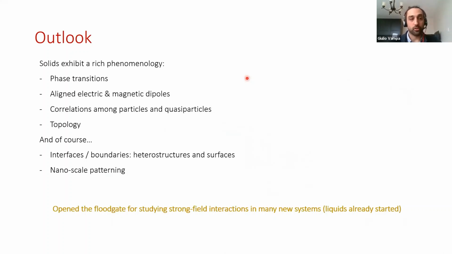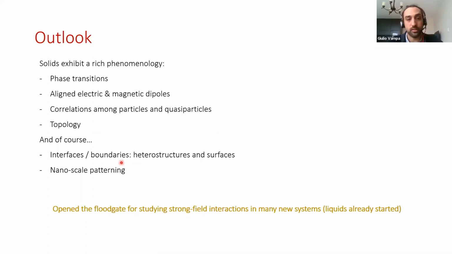solids exhibit a rich phenomenology, and we actually barely scratched the surface. Most of us have taken the approach of coming from high field science into solid state. And so we are just about to delve into all the rich physics of solids, which include phase transitions, order. You can have aligned electric or magnetic dipoles. You can have, of course, magnetism, but you can have also ferromagnetism and so on and so forth. And then all these particles can correlate. You can have Mott insulators, all sorts of correlated behavior, and of course topology, which is characterized by Berry curvature. And on top of that, they're inhomogeneous.